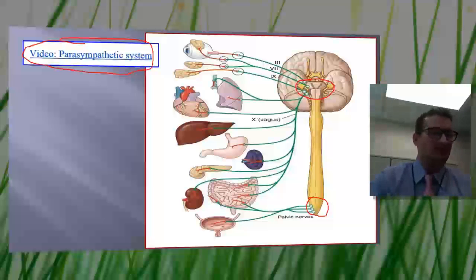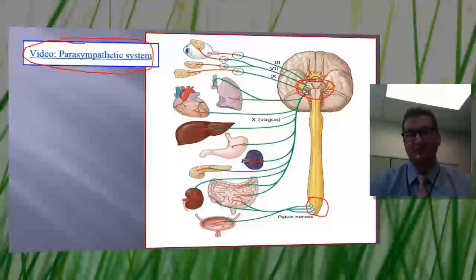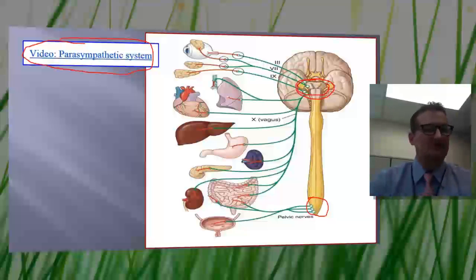Parasympathetic fibers leave the brainstem by joining either the oculomotor, cranial nerve 3, facial, cranial nerve 7, glossopharyngeal 9, or vagus nerve number 10. That's all up here in the brainstem. The vagus nerve carries about 90% of all parasympathetic preganglionic fibers. The ganglia of the parasympathetic division reside in or near the target organ, as opposed to the sympathetic ganglia. The parasympathetic preganglionic fibers are long, and the postganglionic fibers are short.